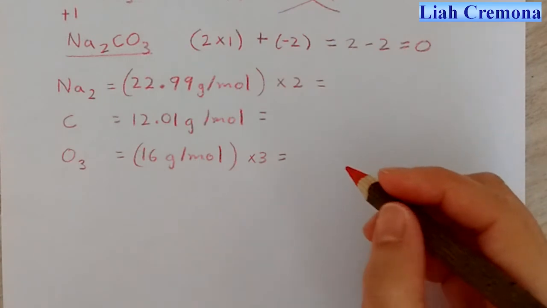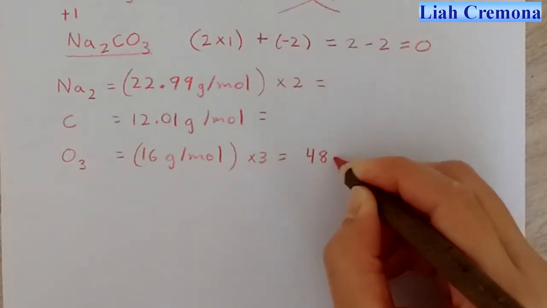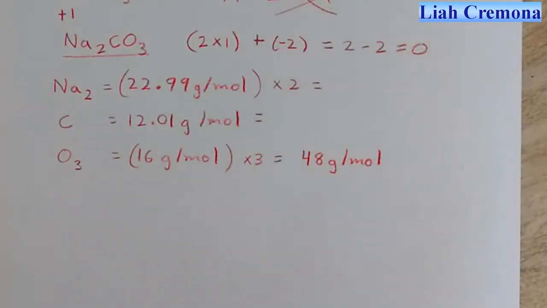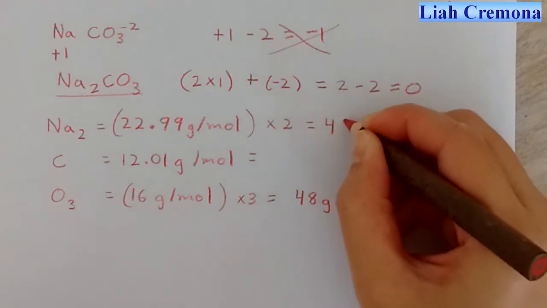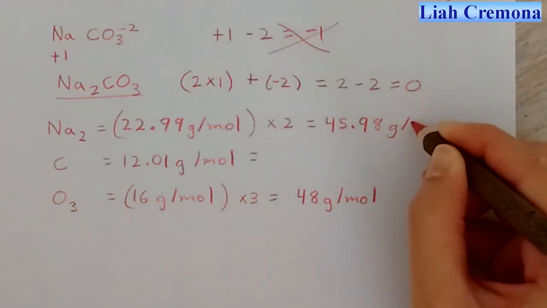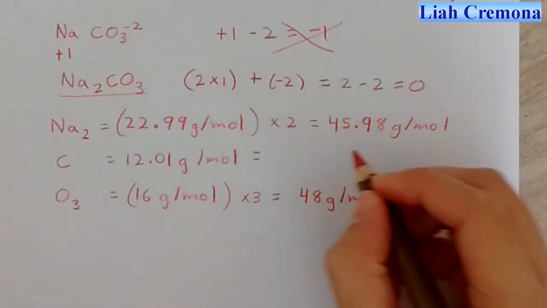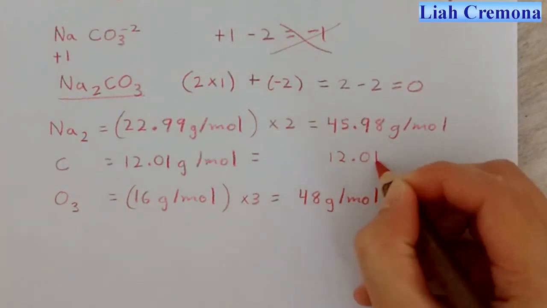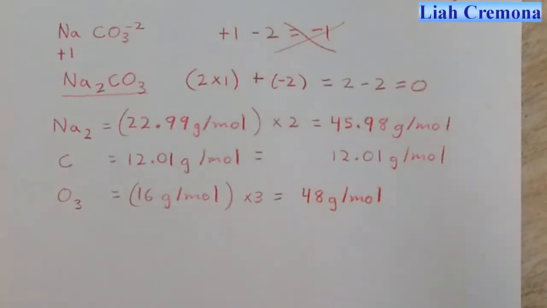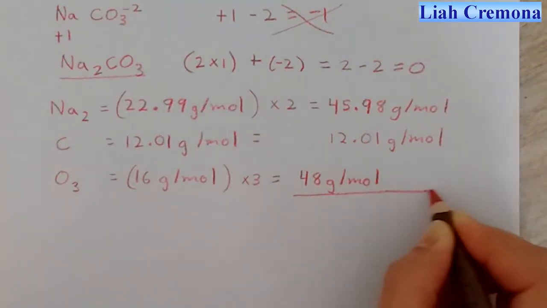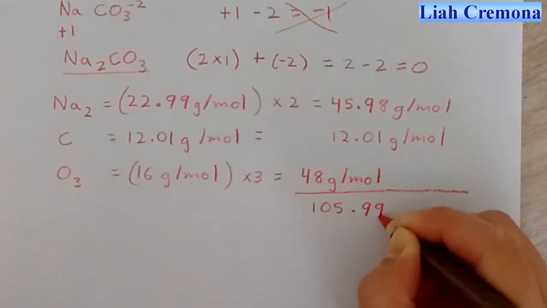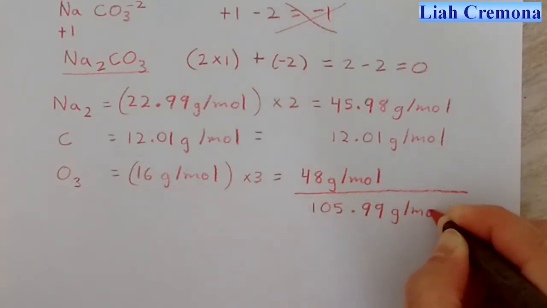Okay, 16 times 3 is 48 grams per mole. 22.99 times 2 is 45.98, and here we just keep this number as it is, 12.01 grams per mole. Now we add all of these 3 values up. The molar mass of sodium carbonate is 105.99 grams per mole.